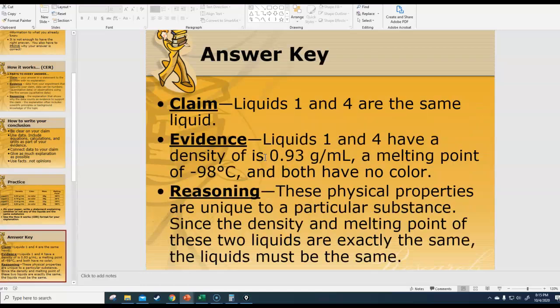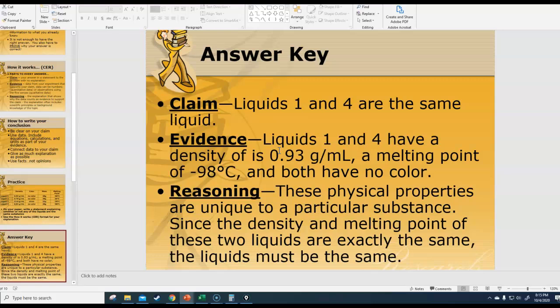Okay, so notice that in this case we didn't need to do any calculations for the evidence, but it was still based off of what we're given in the table. Now the reasoning connects the evidence to the claim. The reasoning is that these physical properties are unique to a particular substance because they have the same density and the same melting point. These two liquids must be exactly the same.